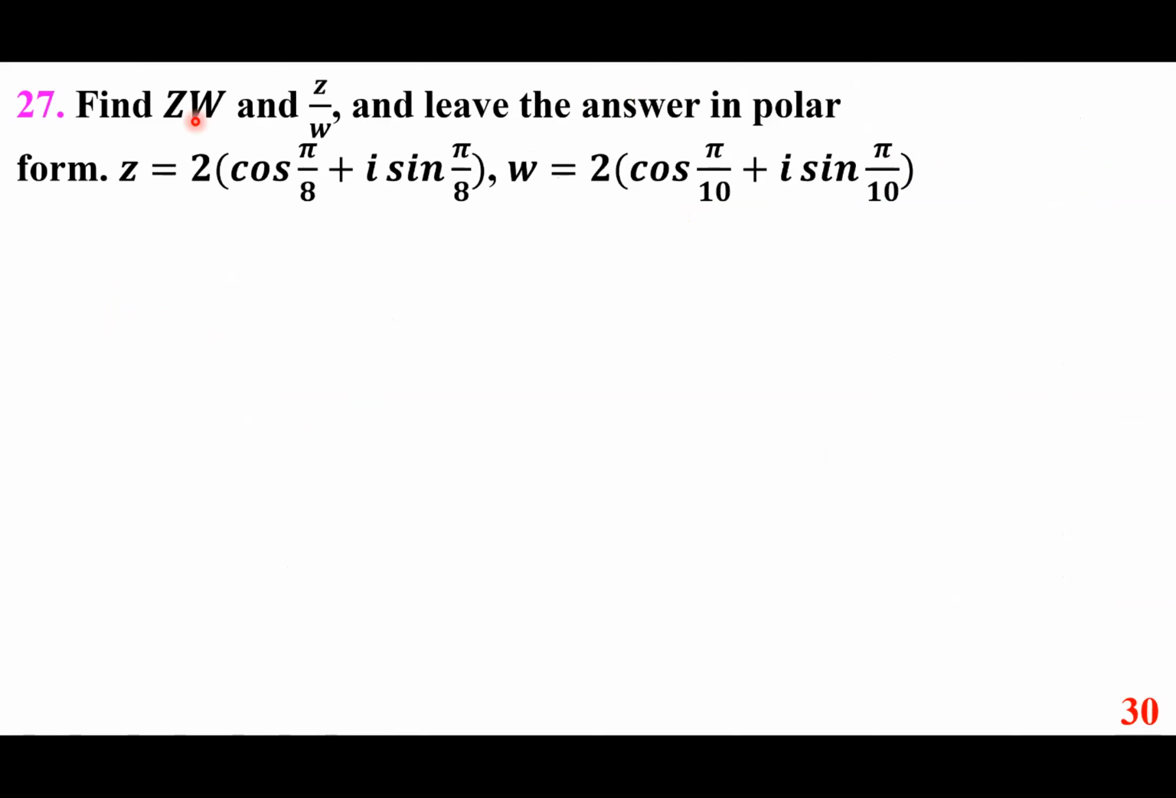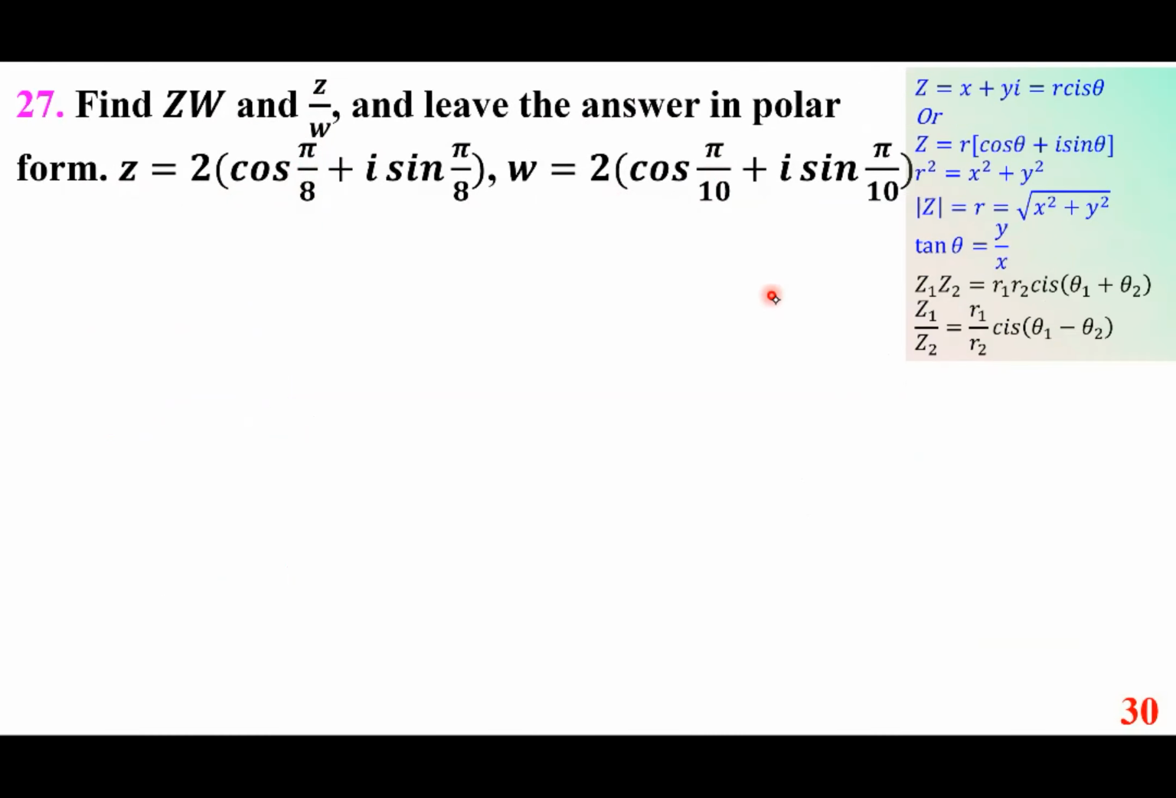We want to find ZW, Z over W, and leave the answer in polar form, where Z is given as 2 cis pi over 8 and W is given as 2 cis pi over 10. So let's go over a couple of things. Number one, here's Z, here's R cis theta, and all of the above.